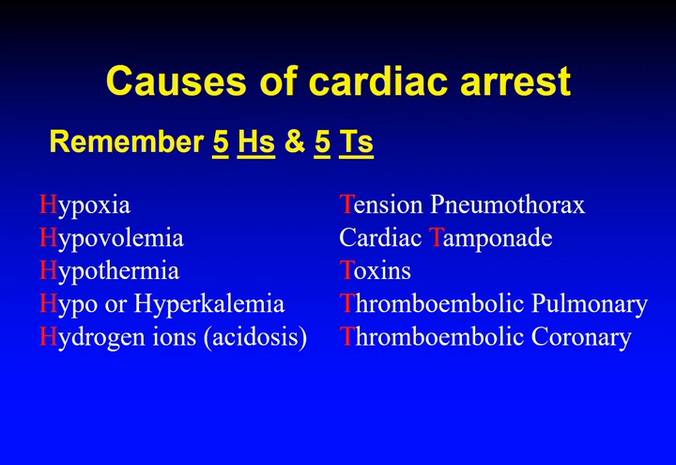What are the causes of cardiac arrest? Just to remember, 5 H's and 5 T's: hypoxia, hypovolemia, hypothermia, hypo or hyperkalemia, hydrogen ions, mainly acidosis, tension pneumothorax, cardiac tamponade, toxins, thromboembolic pulmonary, and thromboembolic coronary.